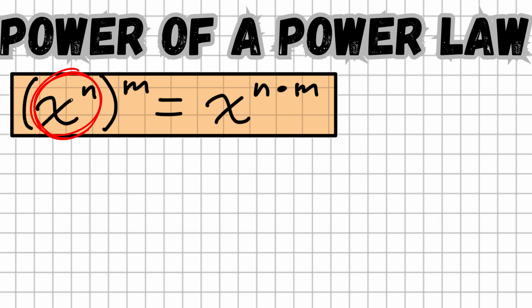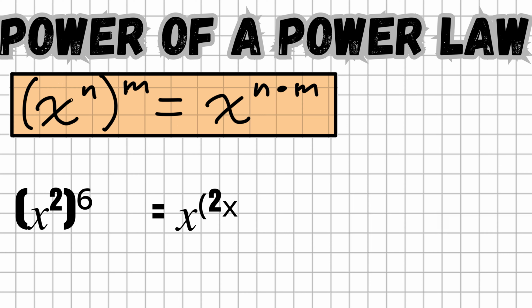Next is the power of a power law. When raising a power to another power, you multiply the exponents. For example, x to the power of 2 raised to the power of 6 becomes x to the power of 12.